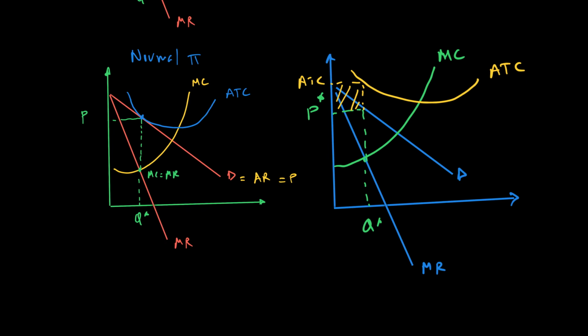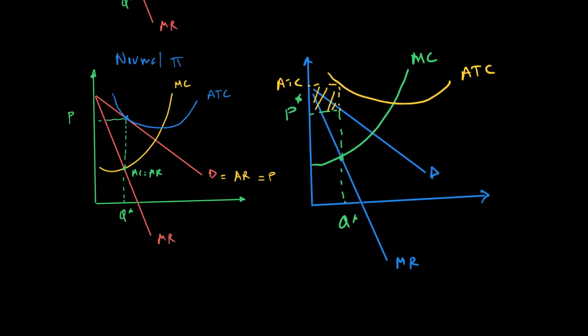So there are three scenarios that can happen for price setting as well. One is supernormal profit, one is normal profit, and one is economic loss. Remember, in all three cases MC is equal to MR, but in this case price is less than ATC. Here we have price equal to ATC.